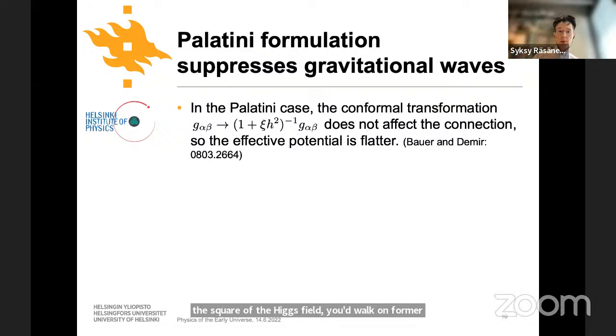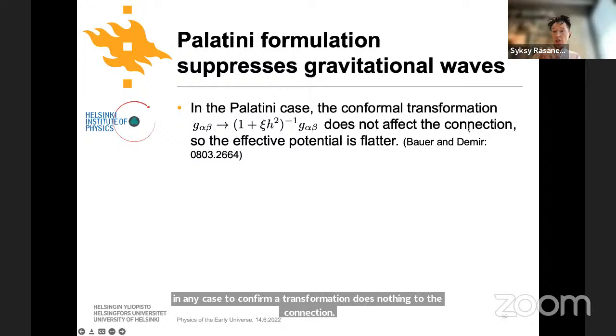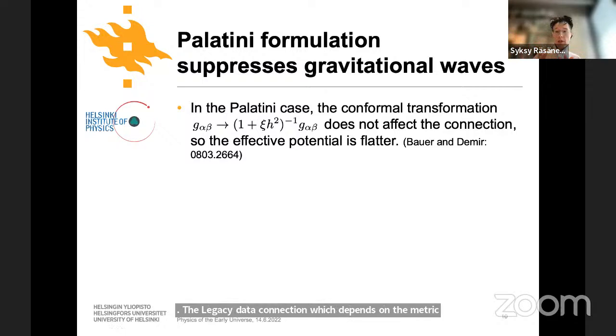But in the Palatini case, the conformal transformation does nothing to the connection. I mean, in the metric case, if you change the metric, the Levi-Civita connection, which depends on the metric, changes. So the Ricci changes. That's not true in the Palatini formulation. In the Palatini formulation, things are simpler. In fact, the action does not depend on derivatives of the metric. So the metric is an auxiliary field. And when you do this, you don't get any derivatives of this conformal factor. So the effective potential is flatter.